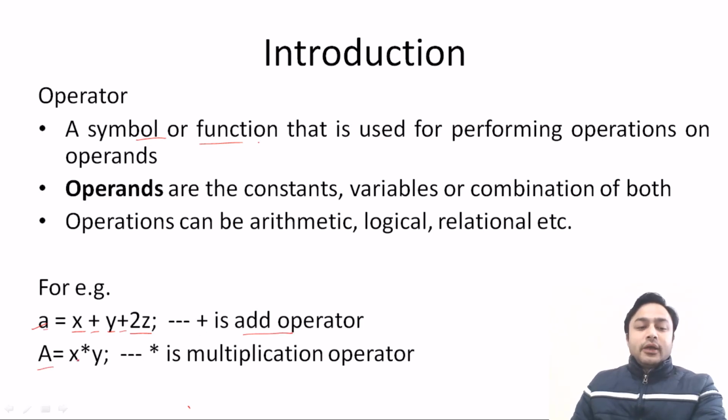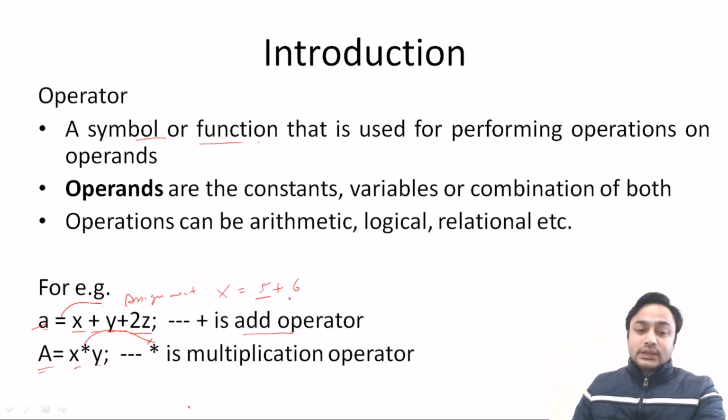For example, a = x * y. Here multiplication is an operator, and x, y, a are operands. This is also an operator, the assignment operator. The expression can be like this: x = 5 + 6. So again operands are constants. This 5 and 6 are operands and x is also an operand. So operands can be a constant, a variable, or a combination of both.